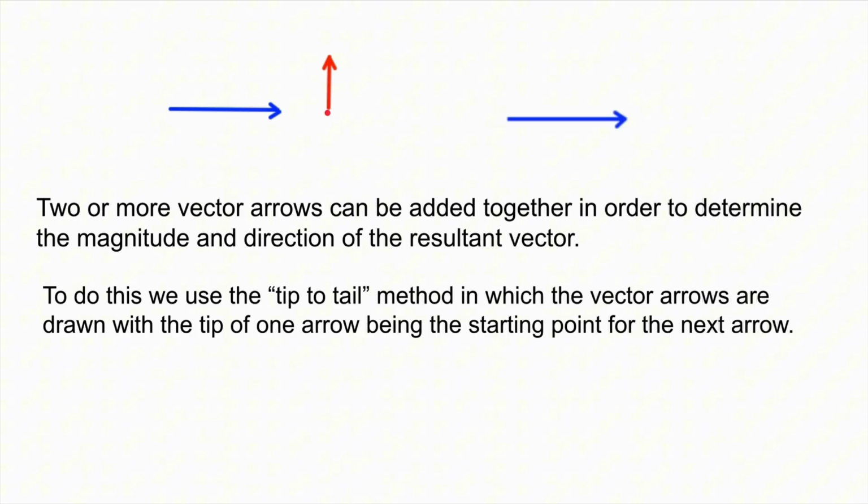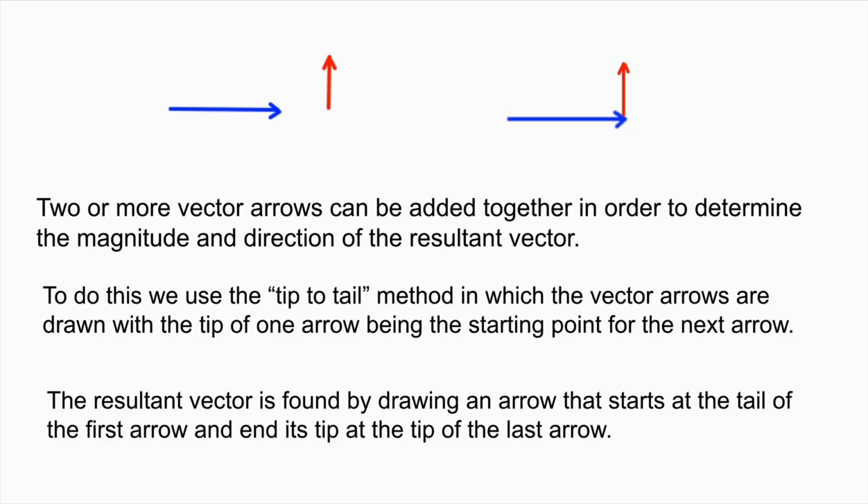So let's just see how this works. I'm going to draw this one here, and then I'm going to take this one here and put the tail of this one at the tip of this one, like that. Okay? Then, if I want to draw my resultant vector, I start where I started and I end where I ended, because I could do this with more than just two vectors, although usually it would just be two. So I'm going to draw my resultant vector by starting where I started and ending where I ended. So there's my resultant vector.